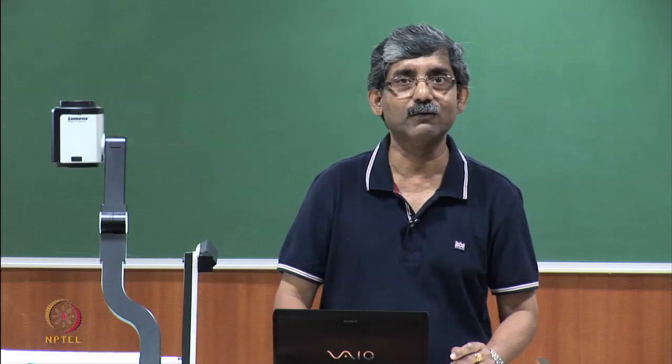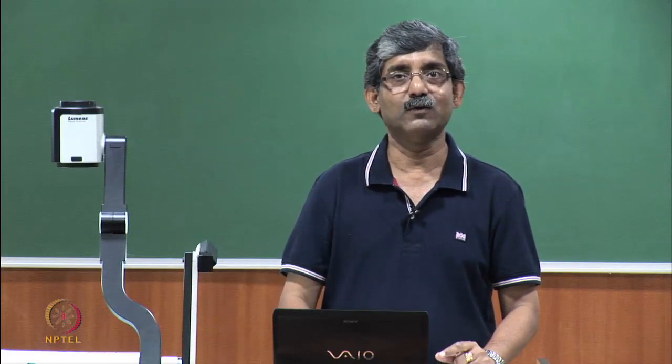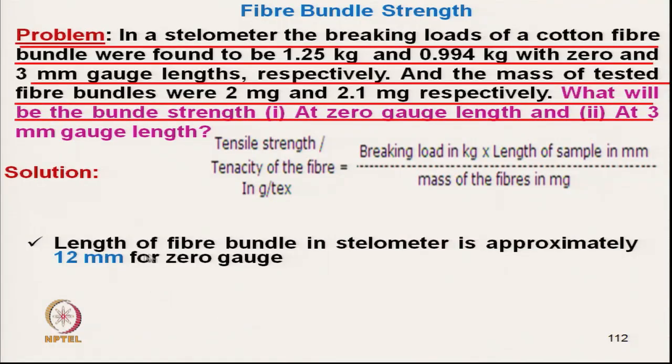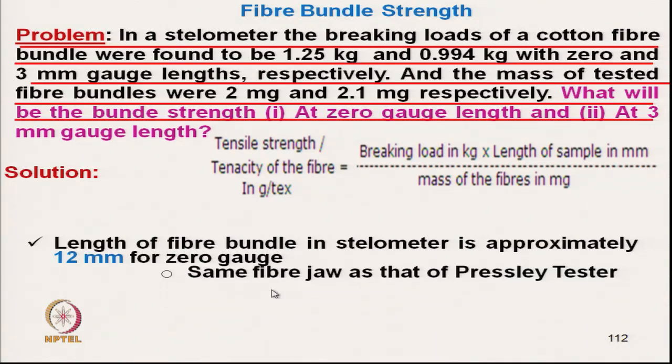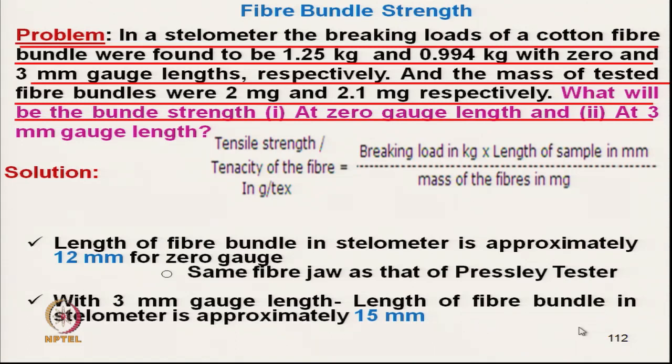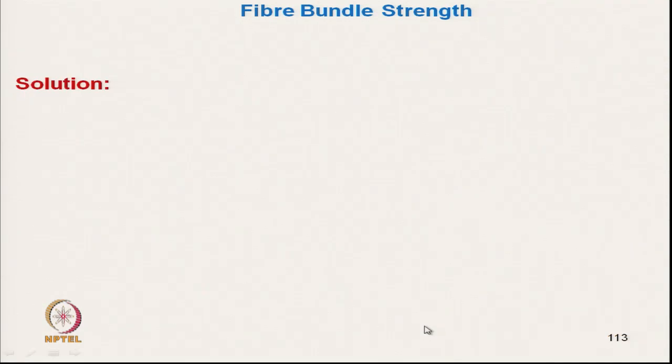Now, the values are given. Let us see the condition. Length of the fiber bundle in Stelometer is approximately 12 millimeter with 0 gauge length and 15 millimeter with 3 millimeter gauge length. Same fiber jaw is used as in the Pressley tester. With 3 millimeter gauge length, the length of the fiber bundle will become 15 millimeter. This data we know, that means the length of the sample, mass and breaking load are known, then we can simply calculate.